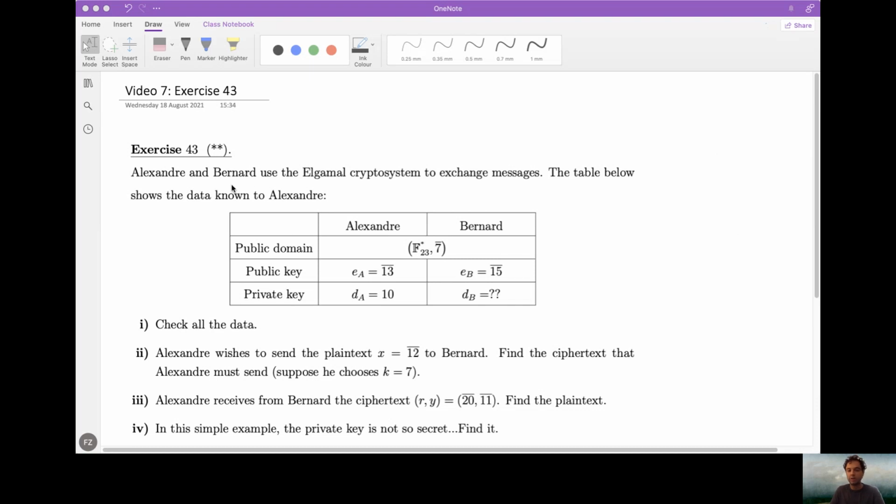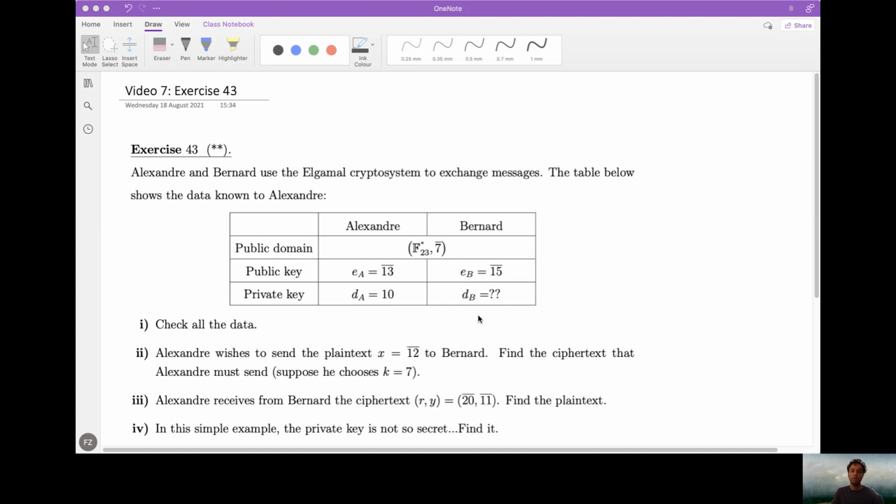Okay, so this is a typical exercise in which we have two people involved, Alexandre and Bernard, who are using the El Gamal cryptosystem. They have a public domain. Here we are given all the information known to Alexandre, and when we're doing El Gamal cryptosystems, we have several pieces of information. First, the public domain, that is the cyclic group in which Alexandre and Bernard have agreed to work. And we have the public and private key of Alexandre, and since this is the information known to Alexandre, we also know the public key of Bernard, but we do not know the private key of Bernard.